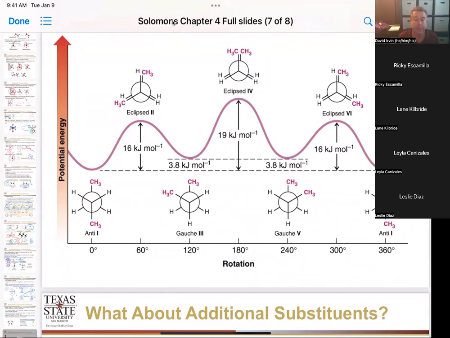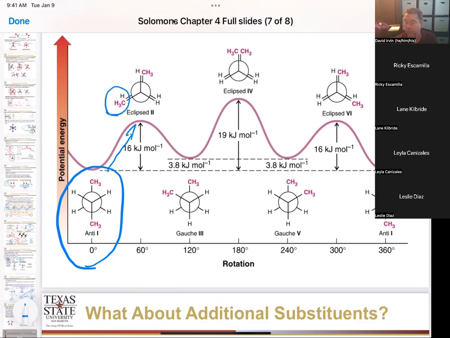now we're going to have more interactions here. The first interaction we have is our lowest energy interaction, anti. They're as far apart from each other as possible. Then we have our first eclipse, where we have a carbon-methyl group, a hydrogen-methyl group, and a hydrogen-hydrogen interaction. That's not bad, but it's still higher in energy. When we go to this gauche configuration, we have a higher energy than if they were anti, so it doesn't go back down to zero like it did before.